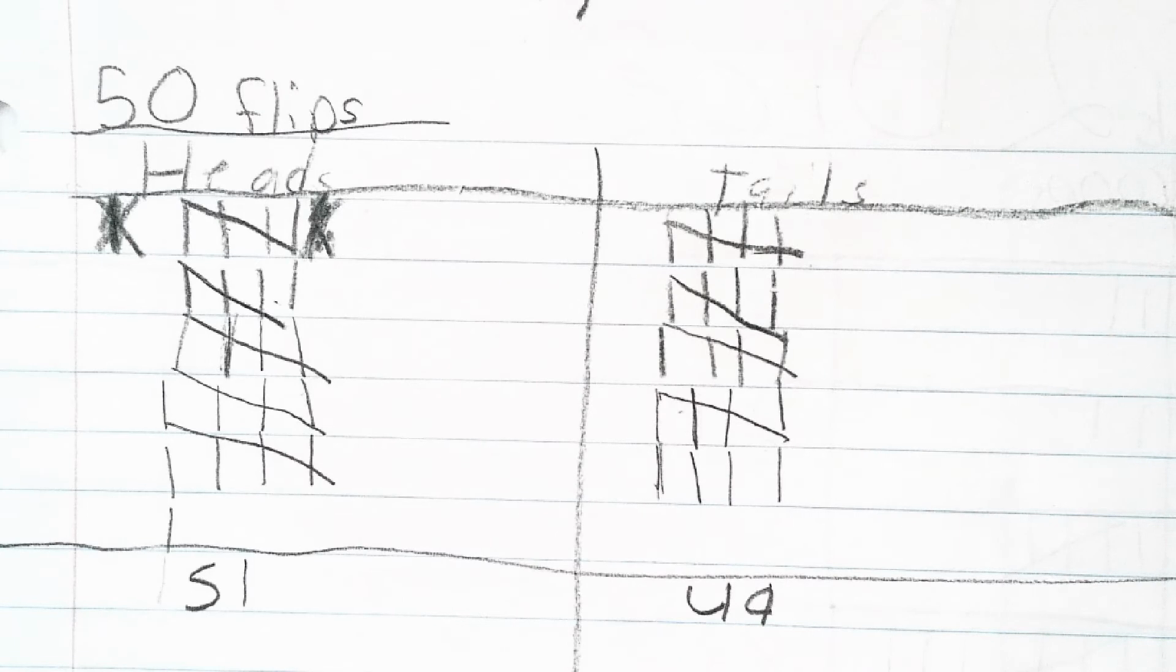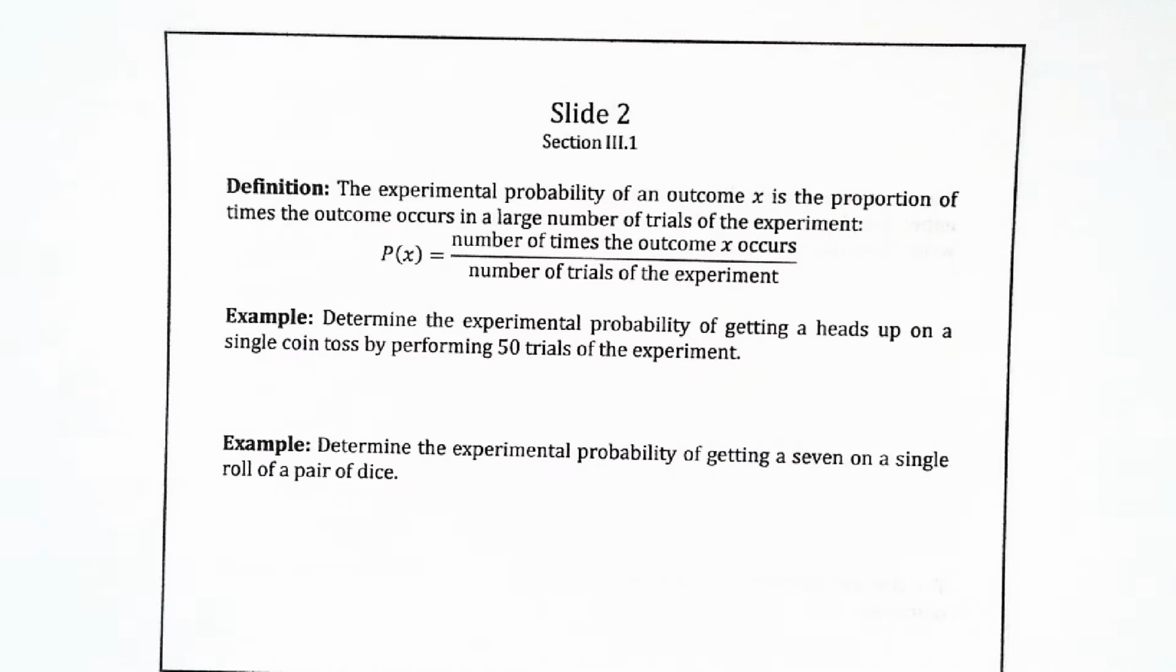As you can see, they almost got 50-50. It was a little bit off. They got 51 heads up and 49 tails up. So here's what I do with that.